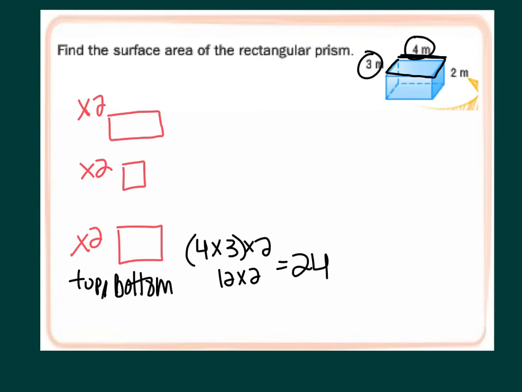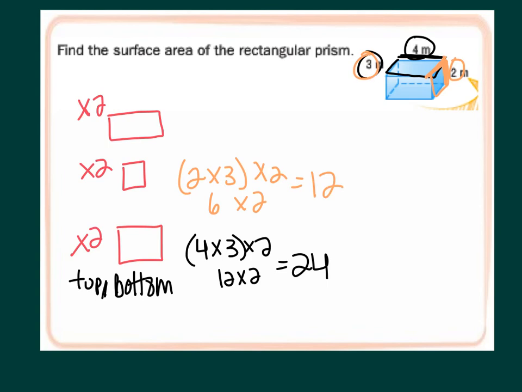Okay, now I want to do the side, this one. Well, what dimensions do I have? I have this one is 2, and then this top part is still 3. So 2 times 3, and then times that by 2, because there's 2 sides. 2 times 3 is 6, times 2 equals 12.